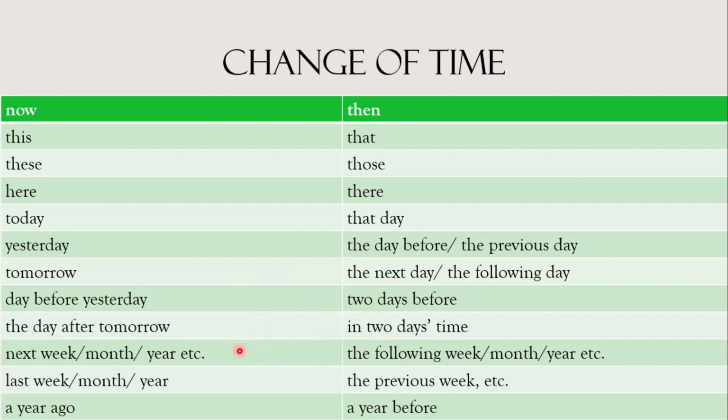Next week, next month, next year, etc. change into the following week, the following month, the following year, etc. You can pause the video and copy down the table if you want. These changes help to reflect that the action happened in the past from the point of view of the speaker.